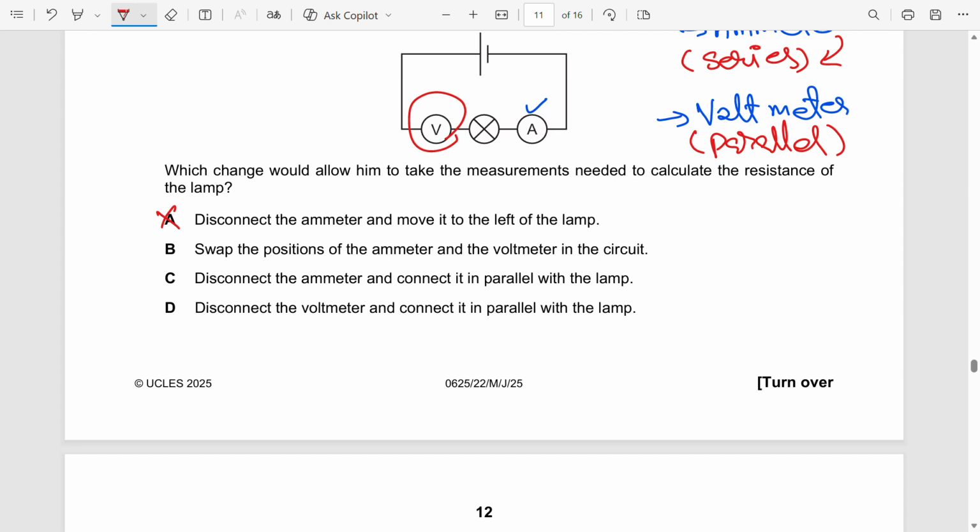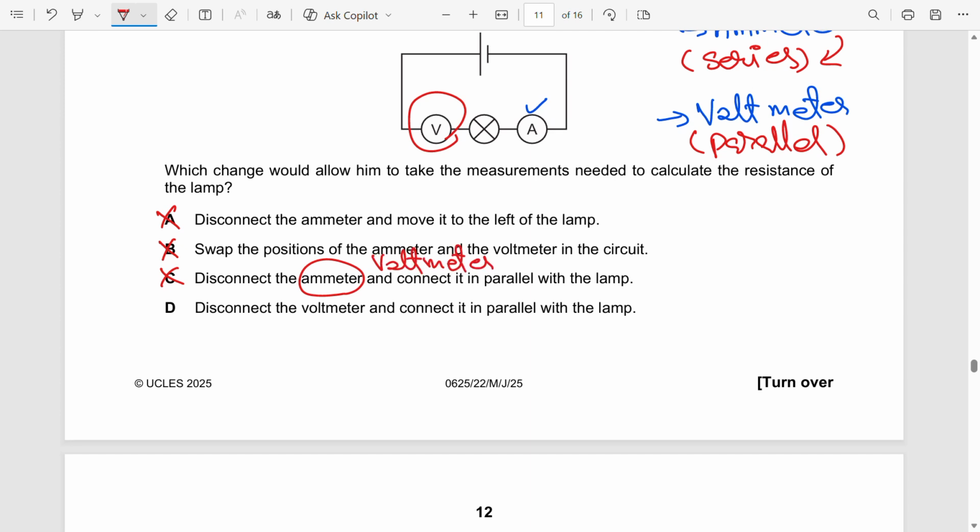Swap the position of the ammeter and the voltmeter. No, it's not the matter of swapping, it's the matter of rearranging. We have to rearrange. Disconnect the ammeter and connect parallel to... No, beta. Disconnect the voltmeter. It should be your voltmeter.